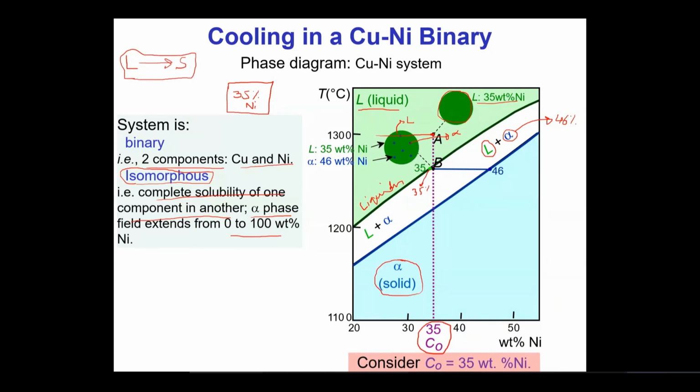Yes, sir. All right. Now, if I further cool it down, let's say to point C, I would see that now the composition of liquid has reached 32% and solid has reached 43%. Clear? Yes, sir. And if you look at the respective proportions of liquid and solid in this microstructure, you would see that solid particles have grown, their size has increased, and the liquid portion has decreased. Clear enough?